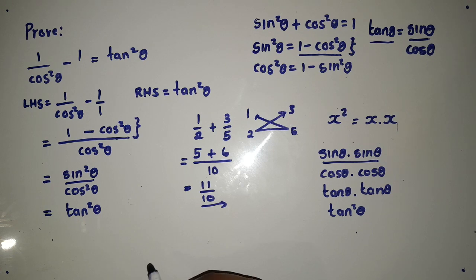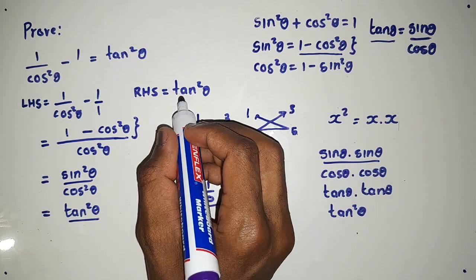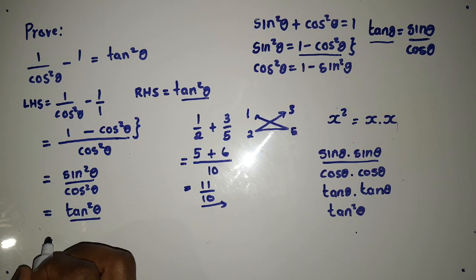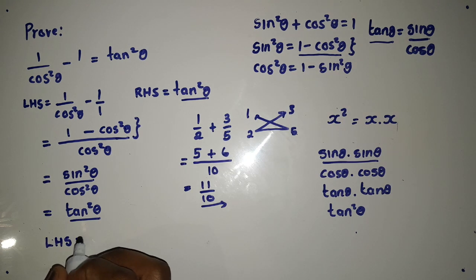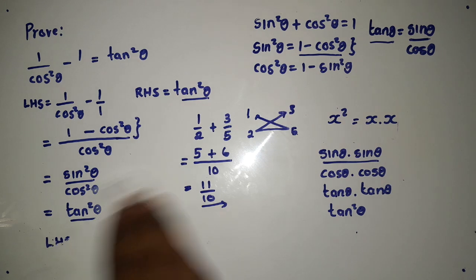Then our left hand side is equal to tan squared theta, and our right hand side is equal to tan squared theta. So we can say our left hand side is equal to our right hand side. Just like this, we have managed to solve our problem. Let us try another one. Let me do this quickly.